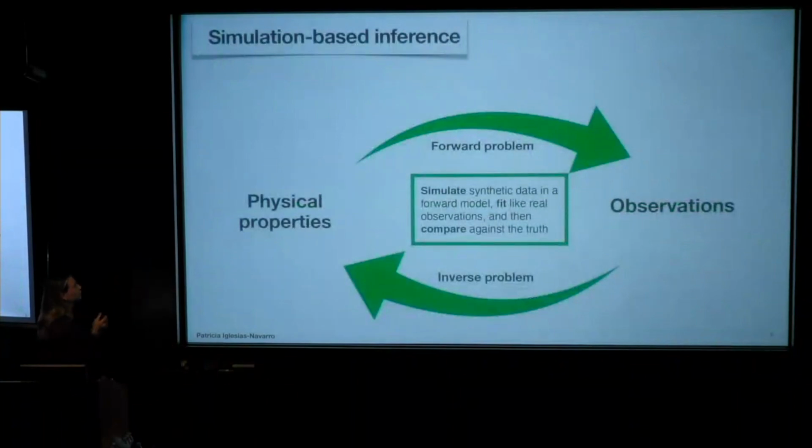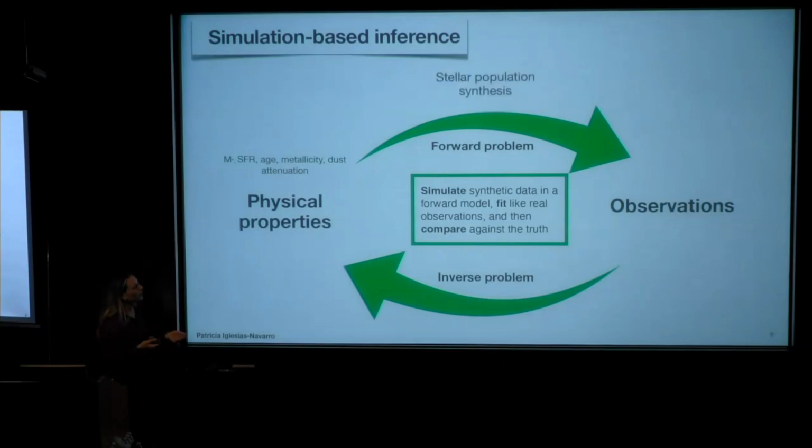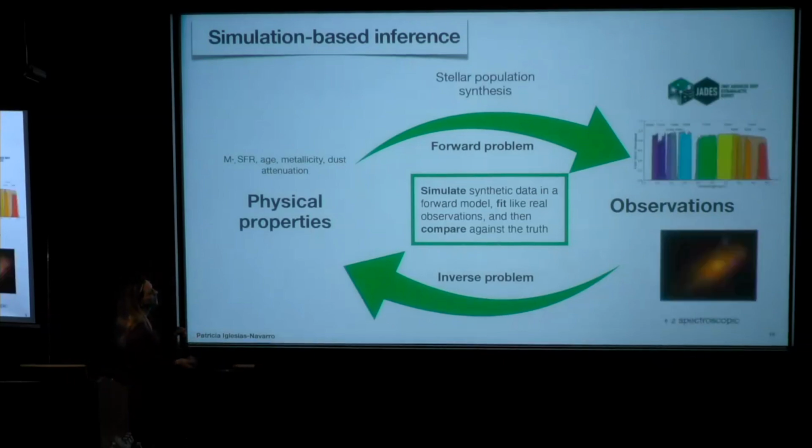So our approach is to use, as I said, simulation-based inference. So we're going to simulate synthetic data in a forward model, then feed real observations and compare against the truth. Which kind of physical properties am I talking about? Well, stellar masses, star formation rate, ages, metallicity, and dust attenuation. The forward modeling will be done using a stellar population synthesis code. This is our simulation here.